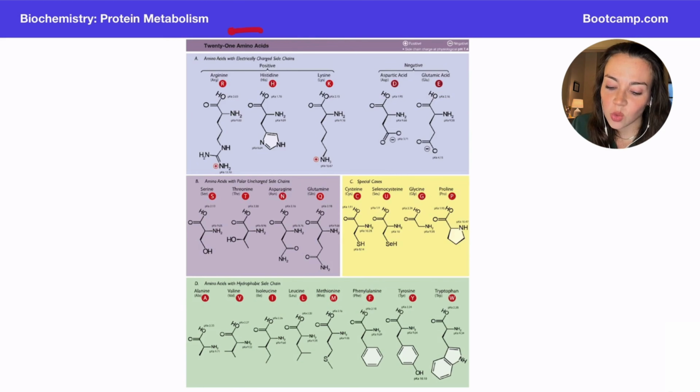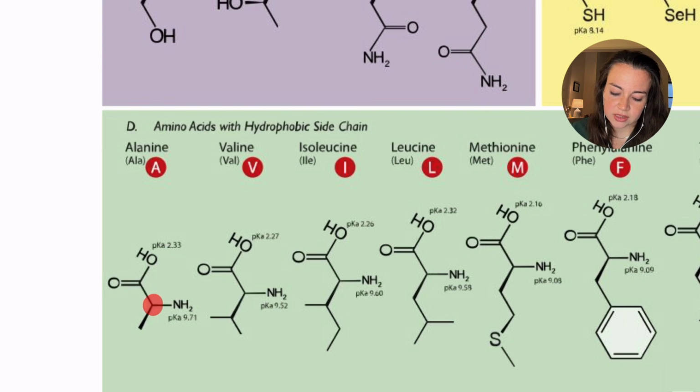So here are our 21 proteinogenic amino acids in the human body. And if we just pick one as an example, let's pick alanine down here. You can see here's our center carbon, here's our carboxyl group, here's our amino group. The H group they're not going to show, it's just a hydrogen that's attached to that alpha carbon. And then this here is the variable R group.